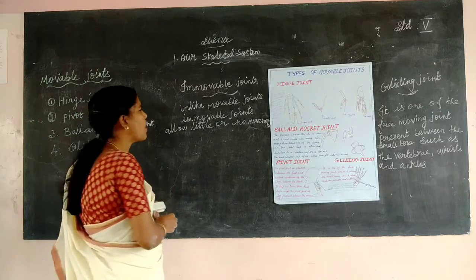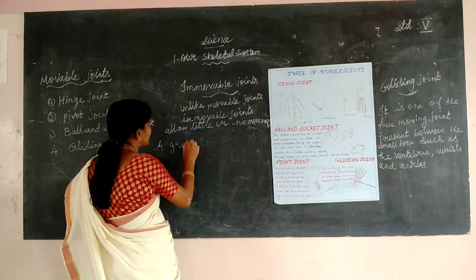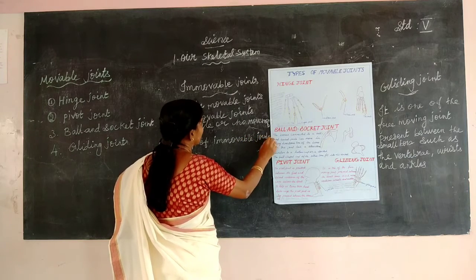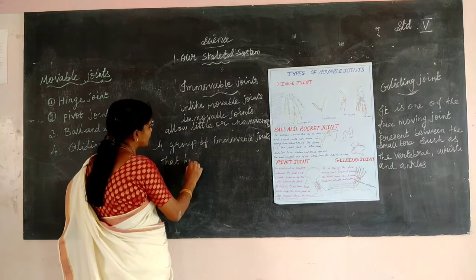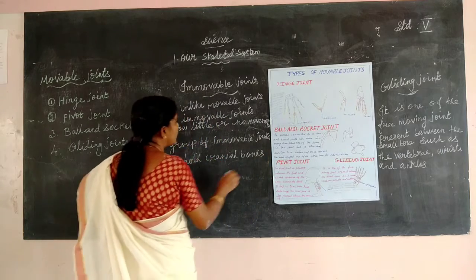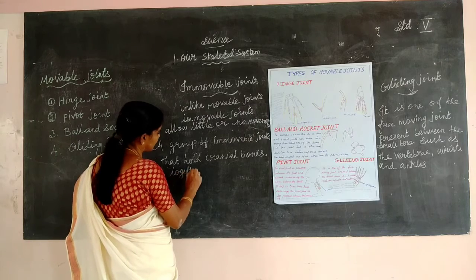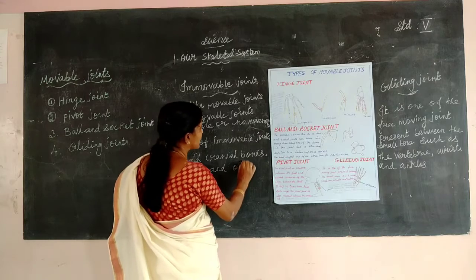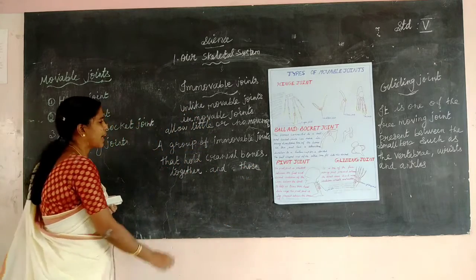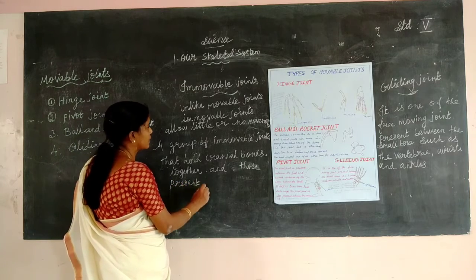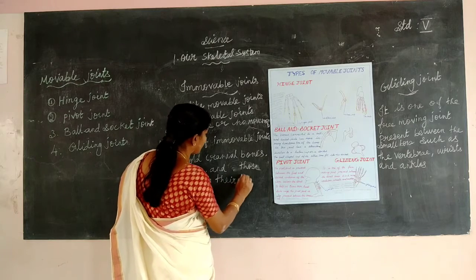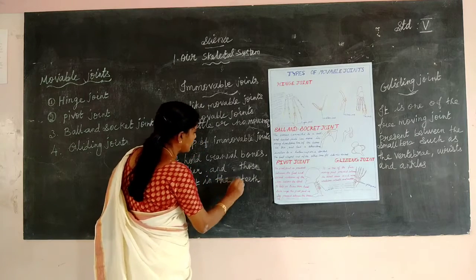Okay? An example is the group of immovable joints that hold cranial bones together, and those present between the teeth and their sockets.